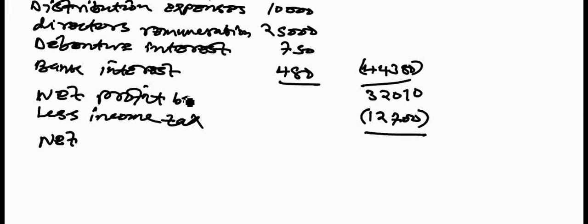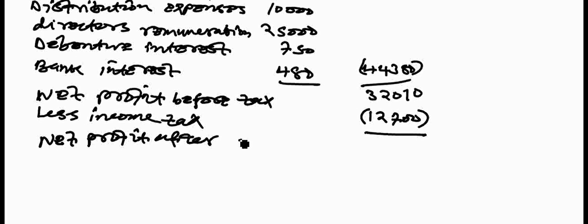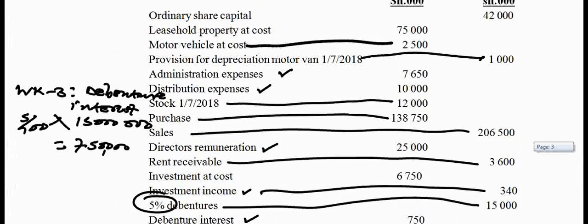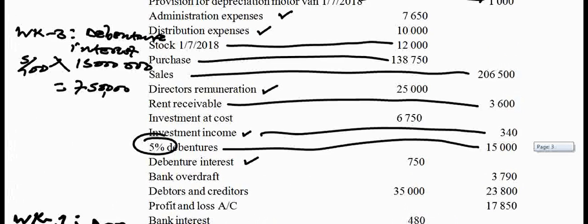Jibu itaitwa net profit after tax. Ni net profit before tax. Net profit after tax. Itakupea ngapi? Thank you, 19,310. After hapo sasa tunaweza toa vitu kama dividends kama ziko, but in this question hakuna dividends.